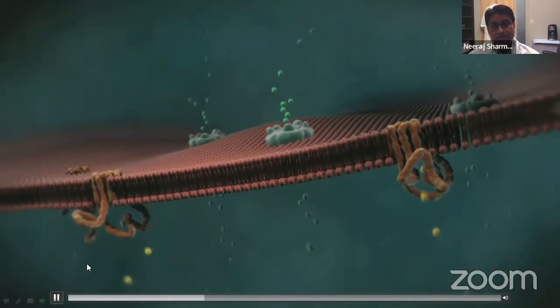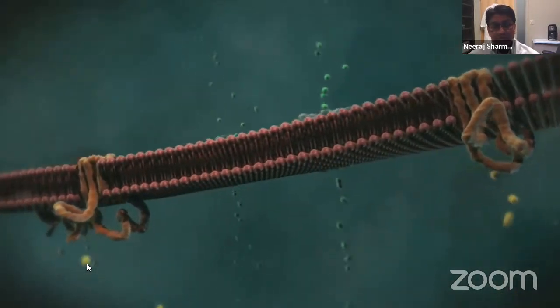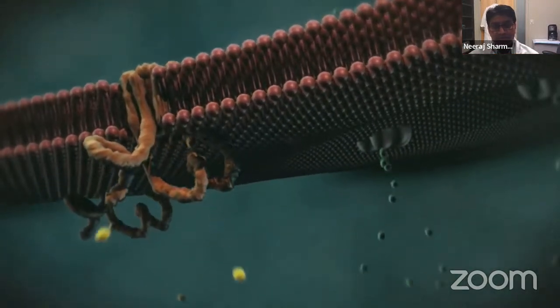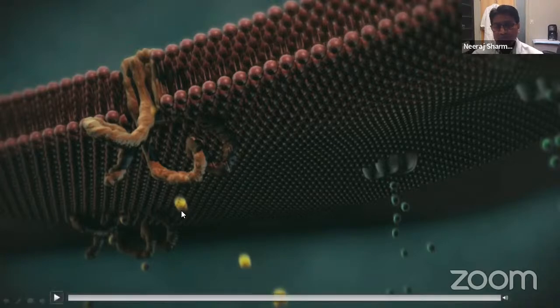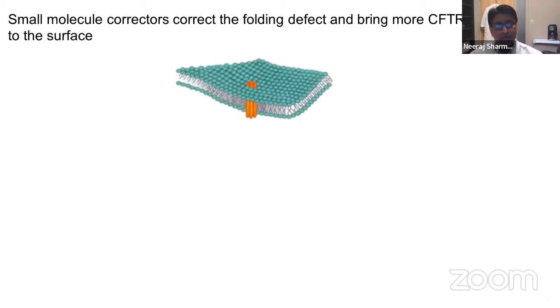Here is the CFTR molecule on the surface, and this is a dysfunctional CFTR. There is no movement of the chloride ions onto the apical side, and that is what we measure, the transfer of the chloride ions across these epithelial cells. So in CF individuals, there is no movement of the chloride ions. Now, small molecule correctors, how do they correct the folding defect and bring more CFTR protein to the surface? This is a 2D representation of that.